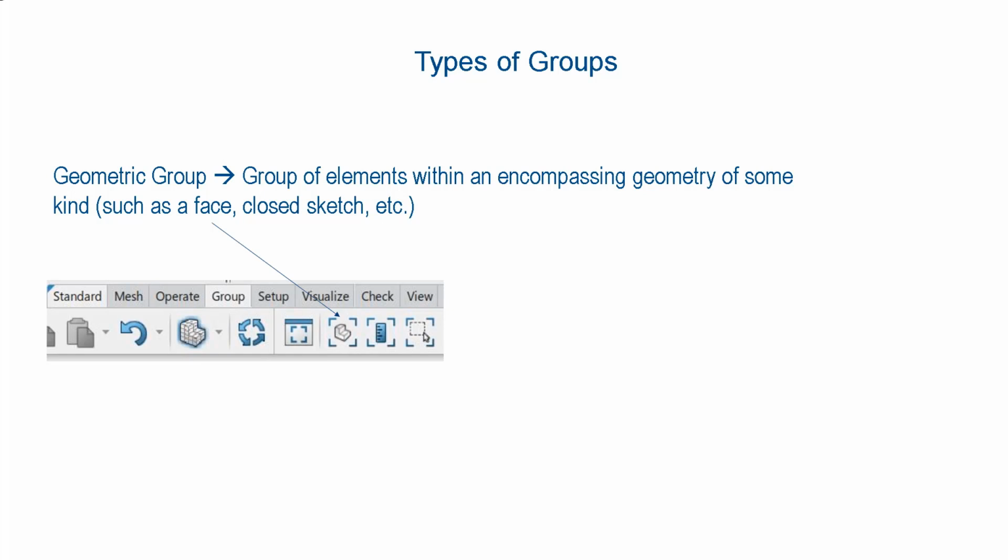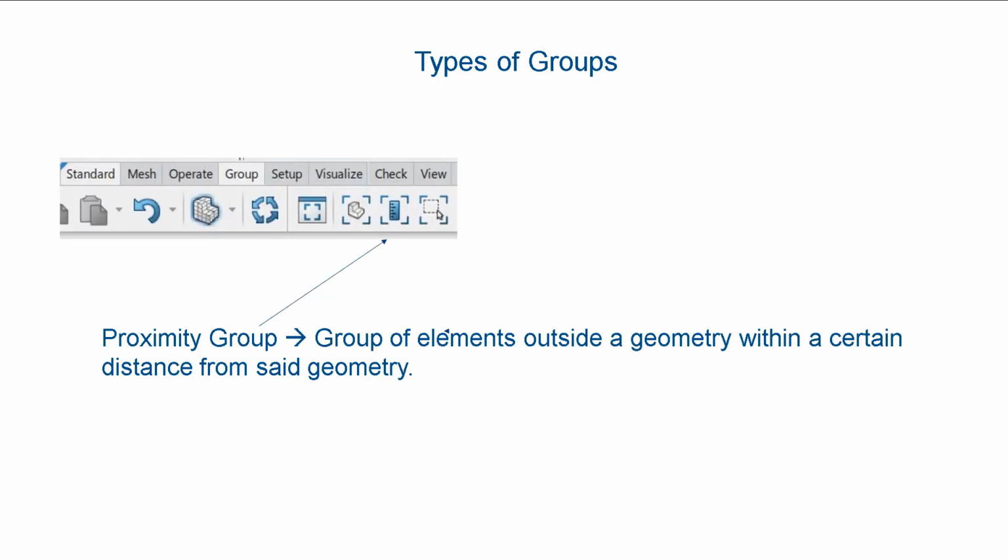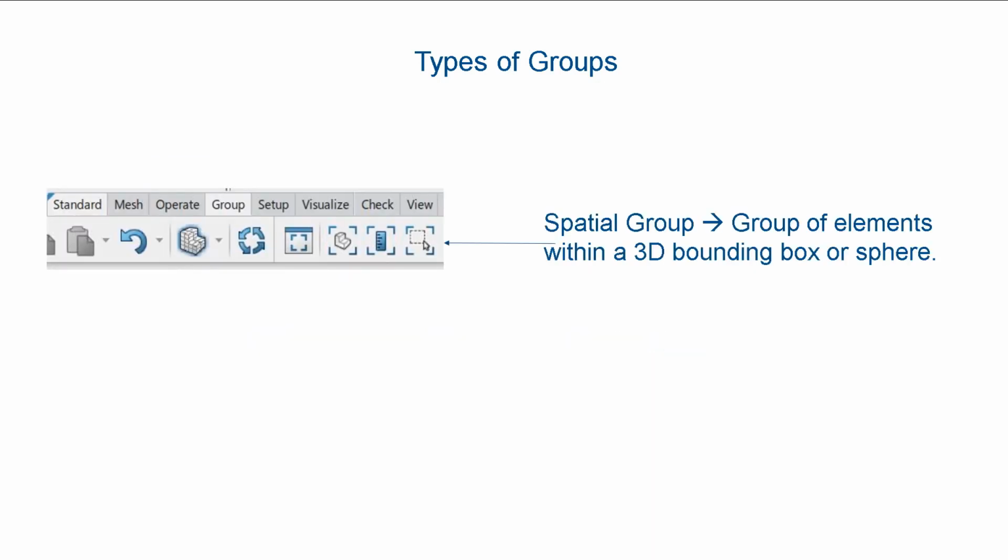Now that we have created some geometric groups, let us talk a little about a couple of other group types. A proximity group captures the finite element entities within a specified distance from the selected geometry. A spatial group captures the finite element entities that lie within a specified rectangular box or sphere.